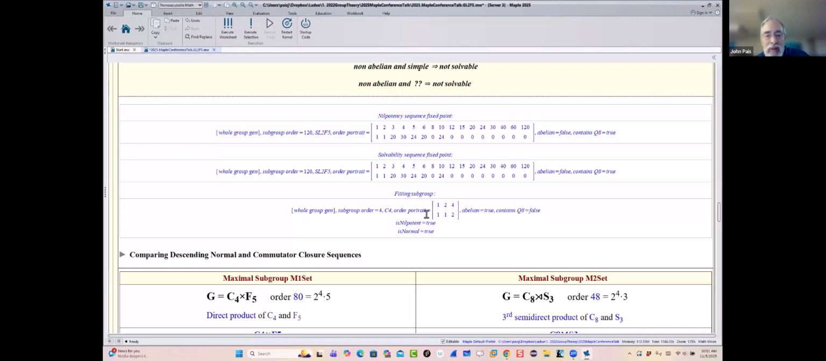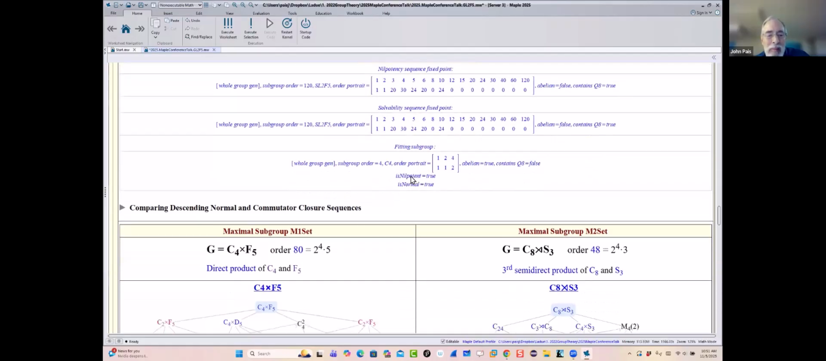However, its Fitting subgroup does count for something. It's C4, it's very small. I did the same thing. These are examples of what I would expect from the kids.